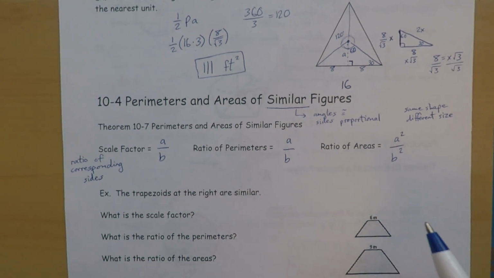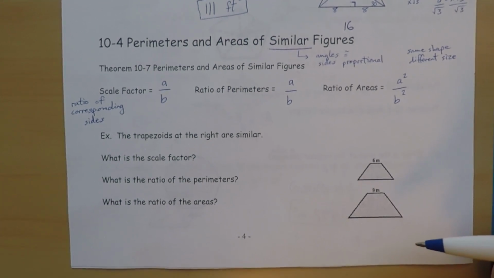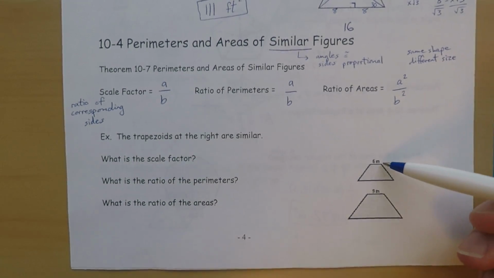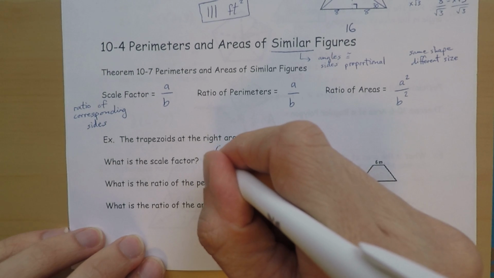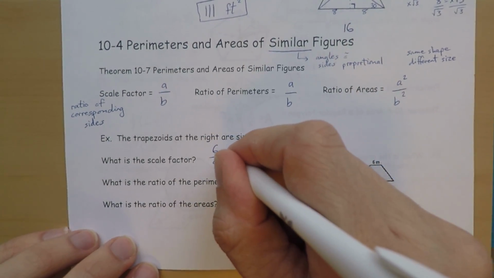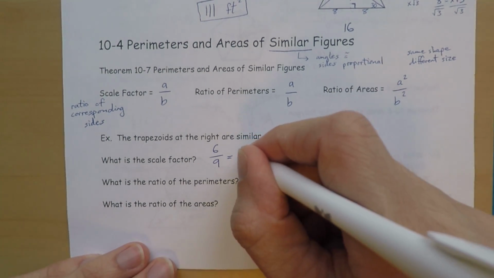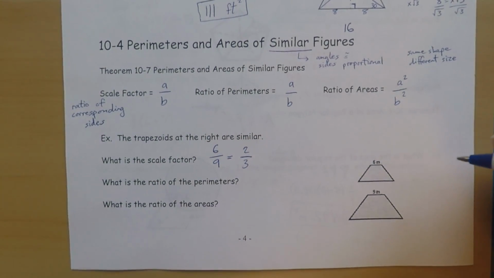Okay, let's get out of the abstract and work with a concrete example. Take a look at these 2 trapezoids. The trapezoids at the right are similar. What's their scale factor? The scale factor is just the ratio of corresponding sides. We only have 2 sides labeled, so the scale factor is the ratio 6 to 9. Always, always, always, reduce if you can. 6 over 9, you can divide a 3 out of the top and bottom, is the same as 2 over 3. That's the scale factor, just the ratio of 2 sides.